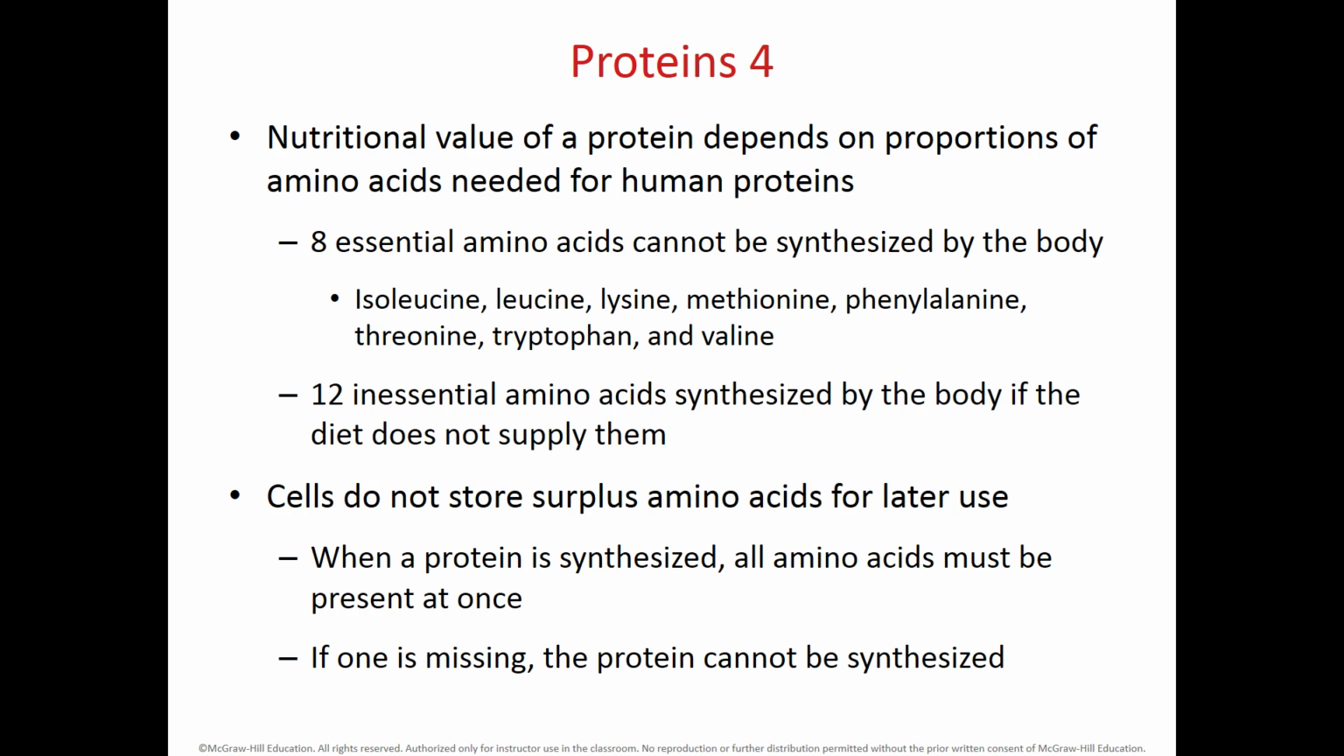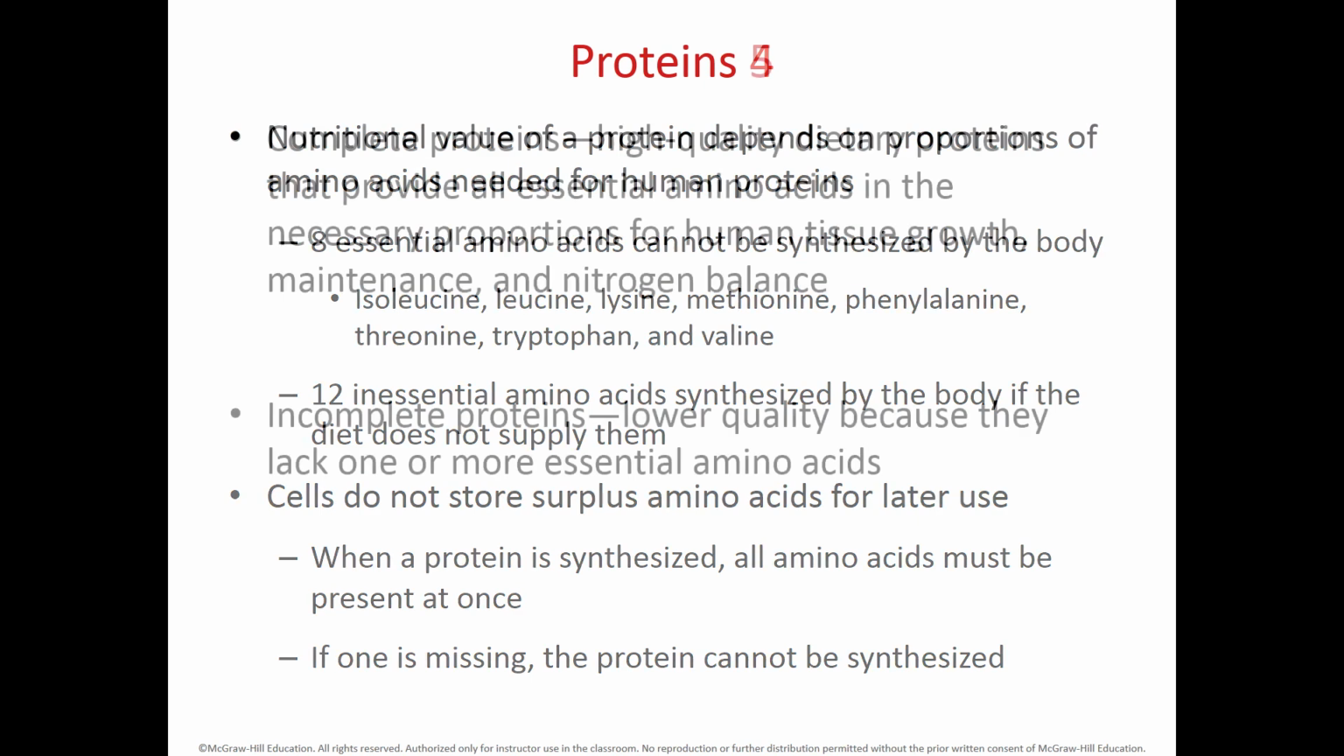There are 9 essential in children, but 8 in adults. And the cells do not store a surplus of amino acids for later use. So when a protein is synthesized, all amino acids must be present at once. If one is missing, the protein cannot be made.